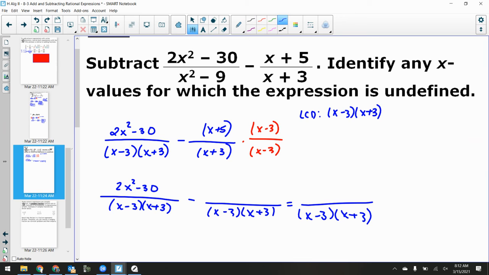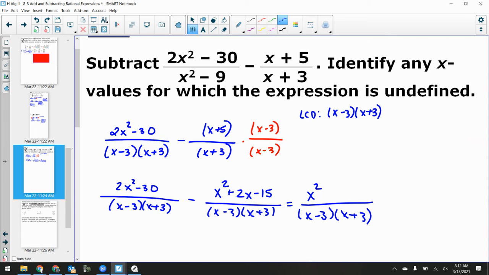Which gets me, now I have to FOIL the numerator. I have to FOIL the numerator. First, x squared. My outer would be negative 3x. My inner would be positive 5x. So all in total, positive 2x. And then 5 times negative 3 is a negative 15. And now I take 2x squared minus x squared to get x squared.